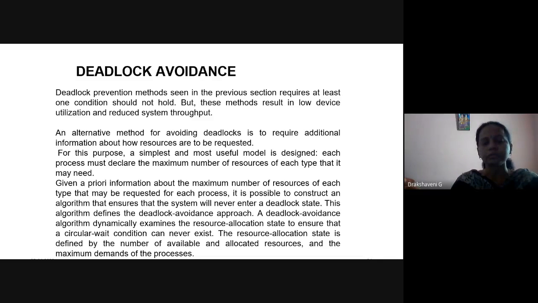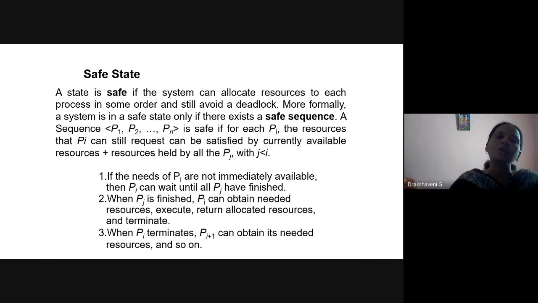Okay. So what type of algorithm are we saying? Deadlock avoidance approach. The deadlock avoidance algorithm dynamically examines the resource allocation state to ensure that a circular wait condition can never exist. The resource allocation state is defined by the number of available and allocated resources and the maximum demand of the processes.